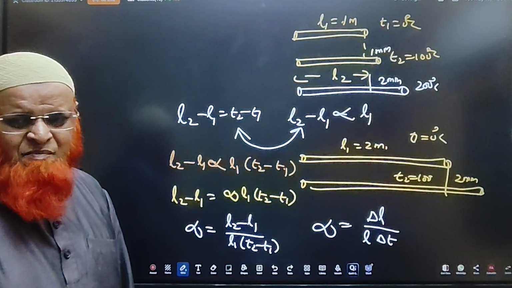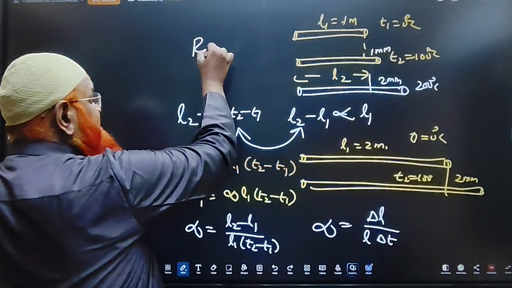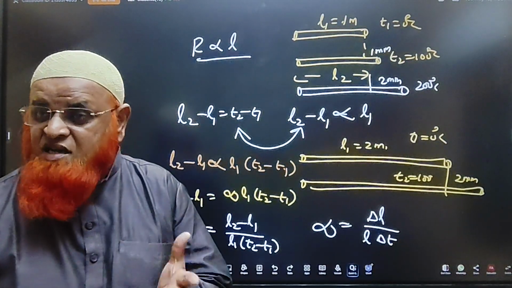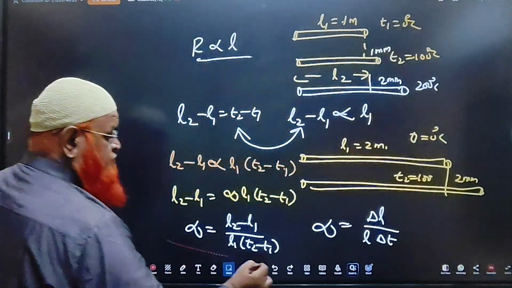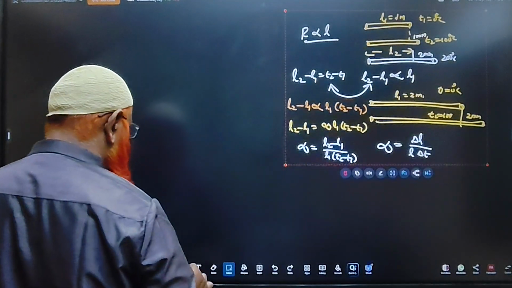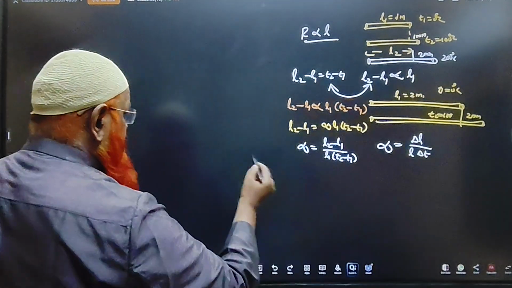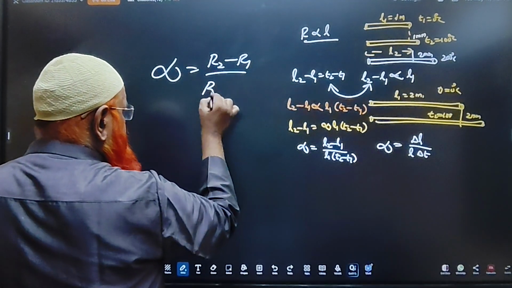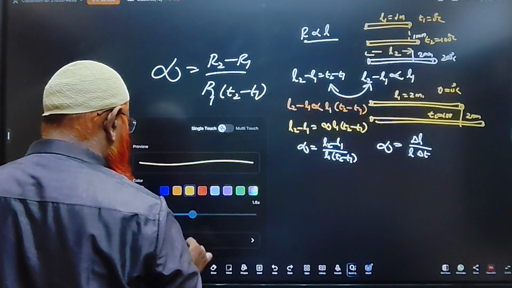So why am I explaining the heat chapter here? Because resistance is directly proportional to length. I am just replacing length with resistance now, so I am writing this formula, which is present in the heat chapter, the expansion of solids, liquids and gases. I am just replacing alpha as (R2 minus R1) by R1 into (T2 minus T1). Hope you are understanding. Based on this, there are many problems in previous year questions.